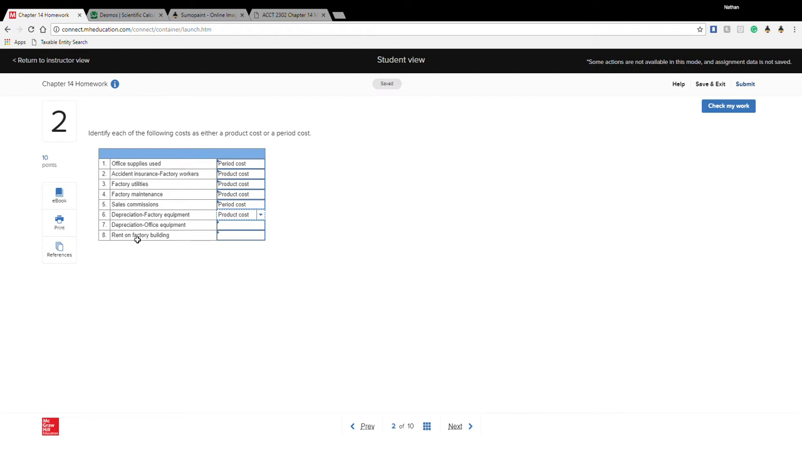Depreciation, office. Again, office is the key term. That has to be a period. And then rent on factory. So again, the biggest thing to figure out between period and product is, does it deal with the factory? Is it part of actual production?